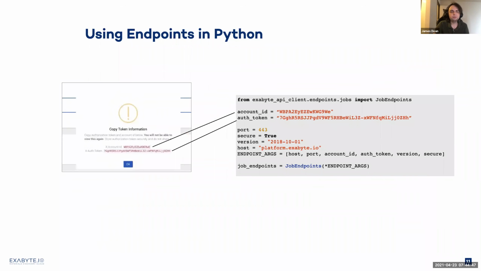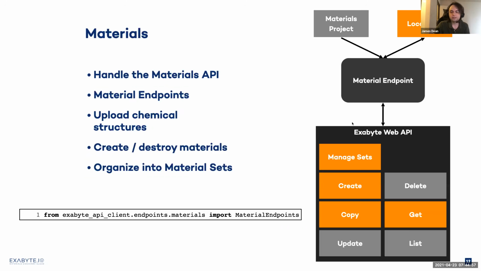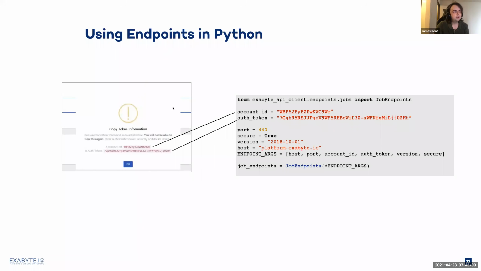So in order to use our API, we have this concept of endpoints, which are just little helper classes inside of our API client that help do various operations with our platform. So here, from this window up here, we have our account ID and our account token. Again, these are analogous to a username and password. We have some information out here for the connection that typically doesn't really change that much.